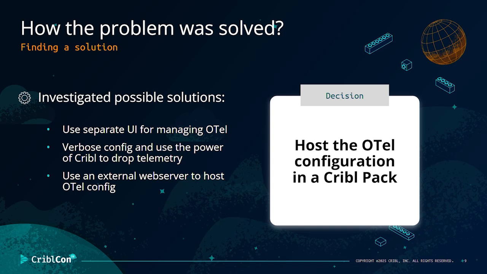So faced with that central question, our team investigated a few possible solutions to see how we could meet the requirements of both the infrastructure and application teams. First, we considered just using a separate UI for managing OTel, but this was immediately discarded. It directly violated the single platform goal that the business set out. The second option was to configure OTel to be extremely verbose and then use Cribl's processing power to aggressively drop any of the unwanted telemetry. Not efficient, could waste resources if we had to drop it in stream, and it just wasn't an option.